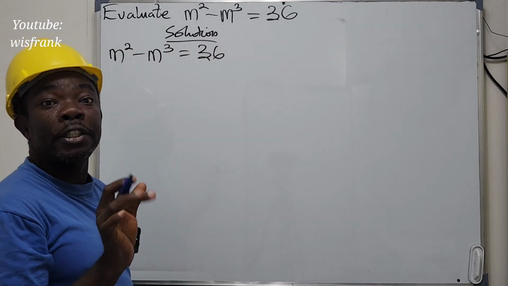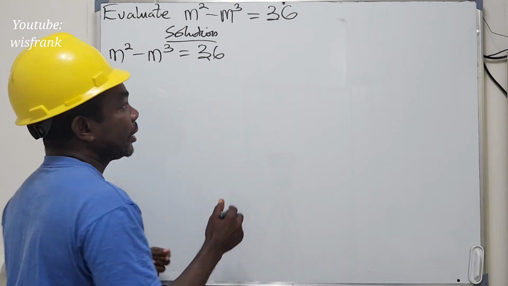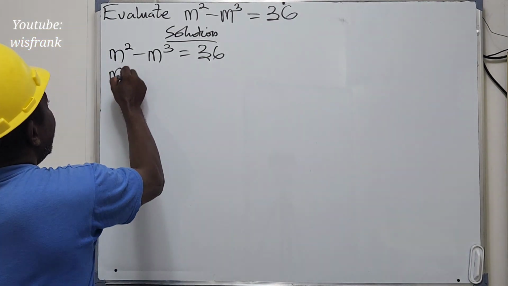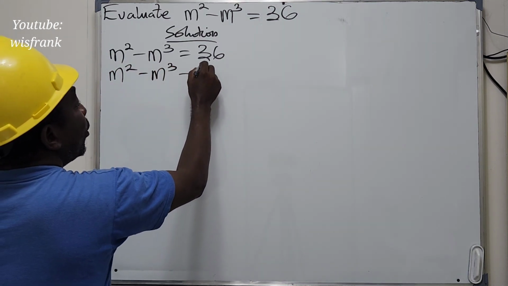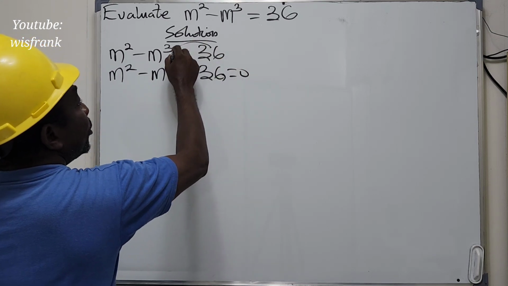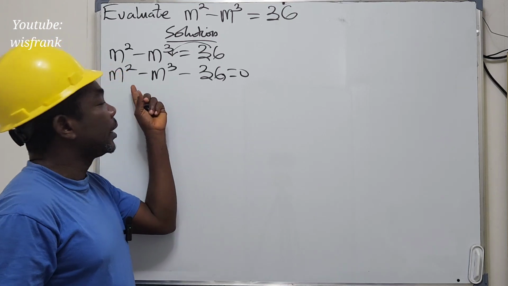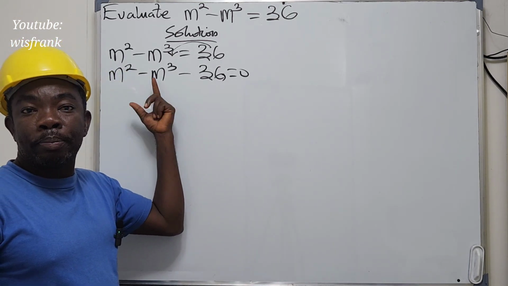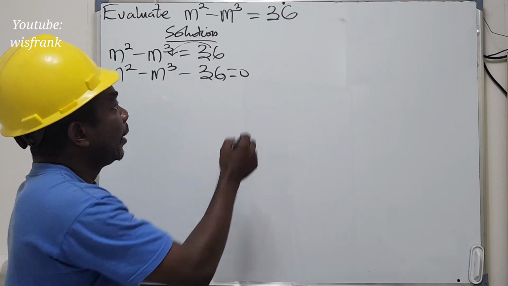When we have a situation like this, what we are going to do is to transpose the constant to the left hand side. So this will become m to the power of 2 minus m to the power of 3 minus 36 equals 0, because 36 will be transposed here, it becomes minus 36. So we have this m to the power of 3 and m to the power of 2. So we are going to look for a factor of 36.